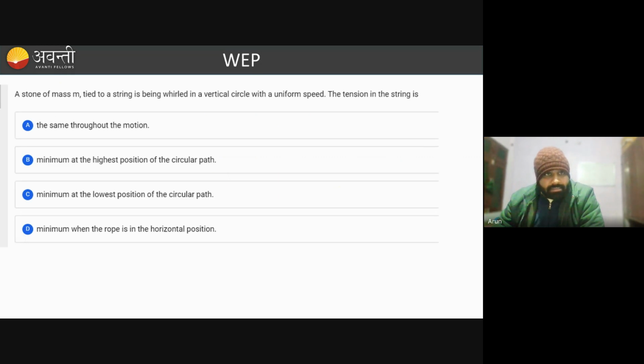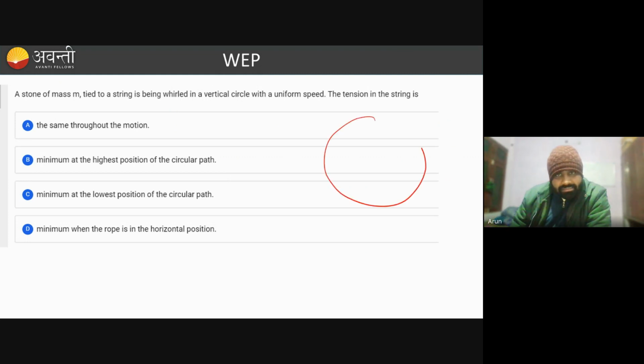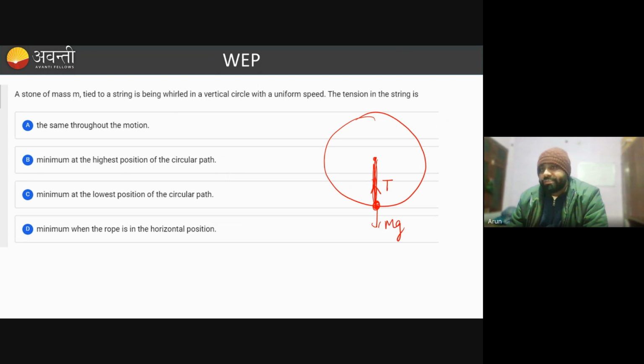Now, a stone of mass m tied to a string is being whirled in a vertical circle with a uniform speed. Now the tension in the string is... So I have already discussed this concept, but to solve this question, I'm discussing it again here. Let's say this is a bob of mass m, so weight mg will act in the downward direction. Opposite to that, tension will act in the upward direction.